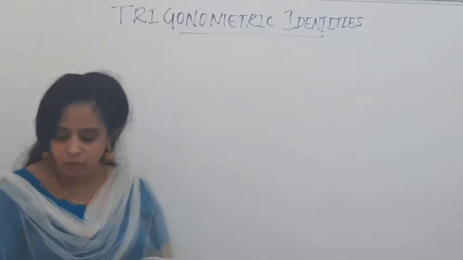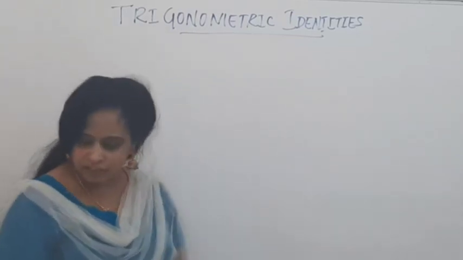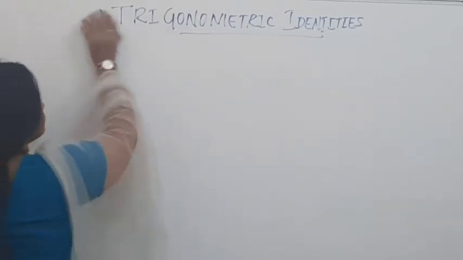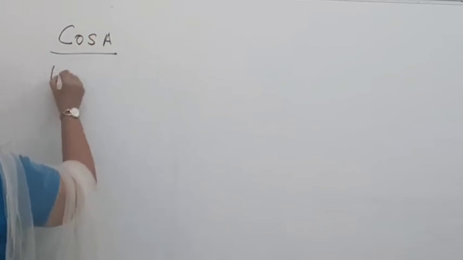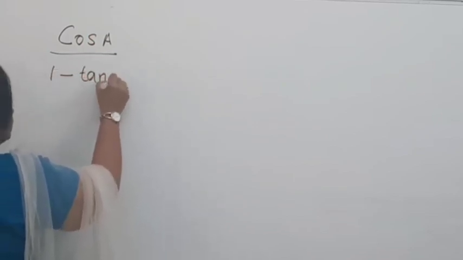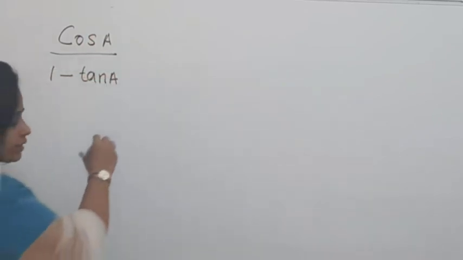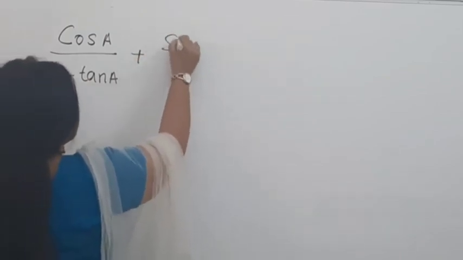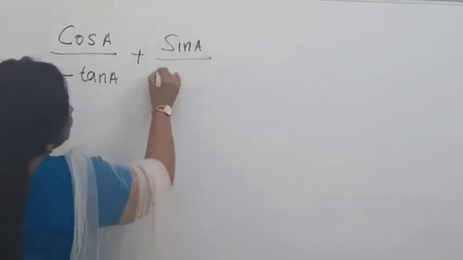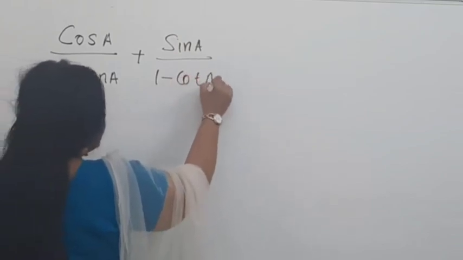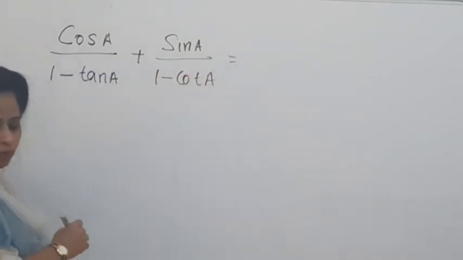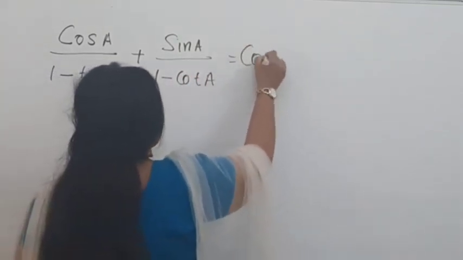Okay, now we will go for the first question. The first question is cos A divided by 1 minus tan A, plus sin A divided by 1 minus cot A, is equal to cos A plus sin A. We have to prove this.